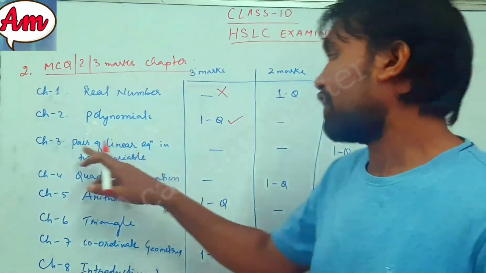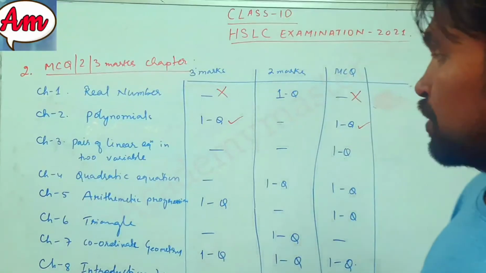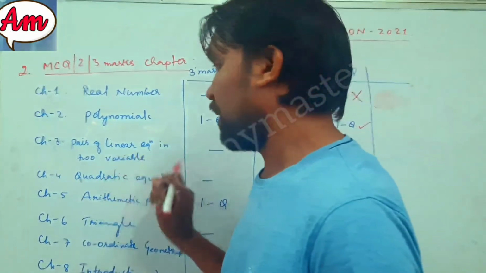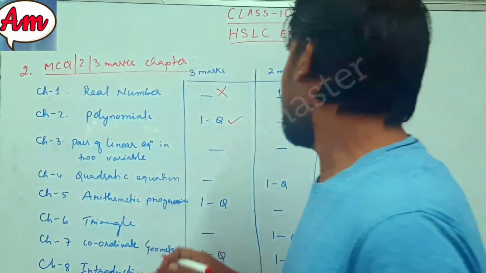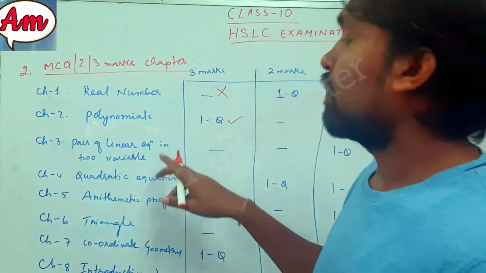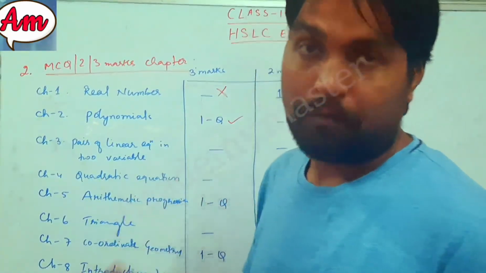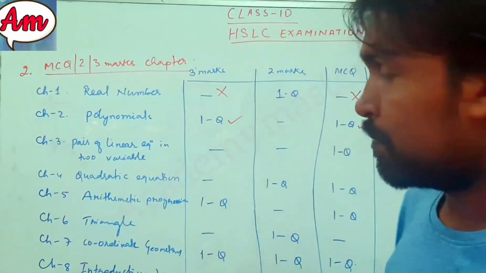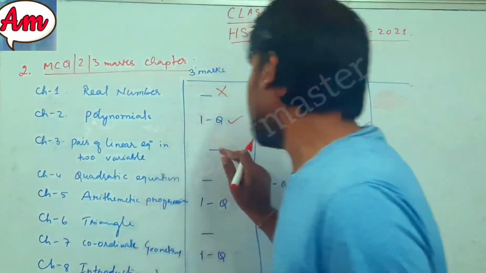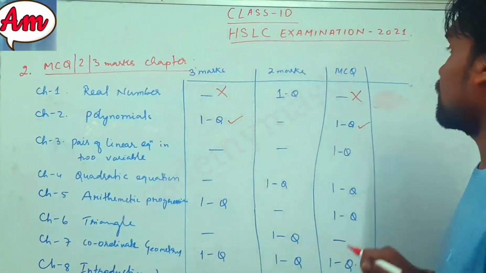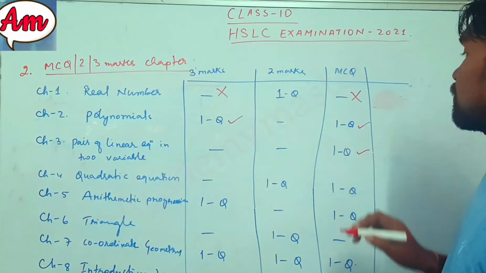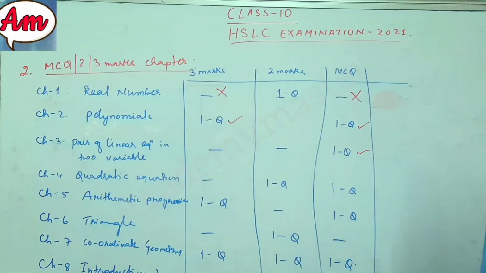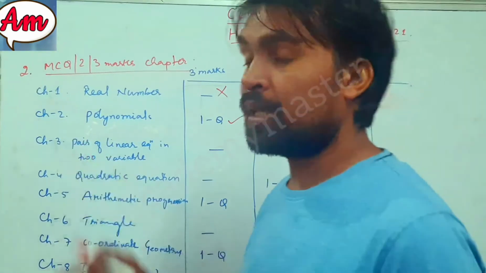Now coming on to chapter number 3, pair of linear equations in 2 variables. This chapter becomes very important because I have already told you that from this chapter we are going to get 5 marks questions. There will be no 3-mark question, no 2-mark questions, but the MCQ of this chapter 3 is important. You need to study the 1 question in the MCQ section that you will get from chapter number 3.